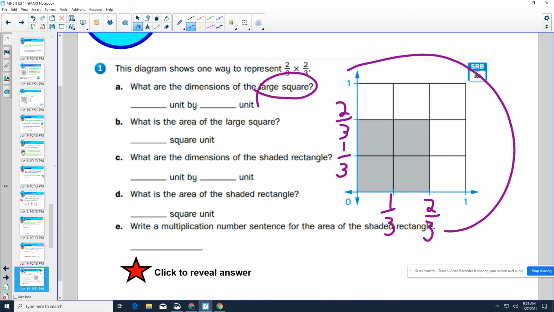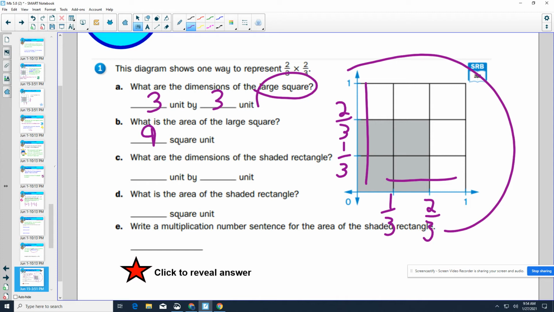And so I look, it's a 3 by 3. Because I look, there's 1, 2, 3 by 3 units. Or actually, instead of 3 by 3, we would just say 3 unit by 3 unit. Because there are 9 total squares. What is the area of the large square? Well, we know that when we take the length times the width, we get 3 times 3, which is 9. So there are 9 square units within that shape.